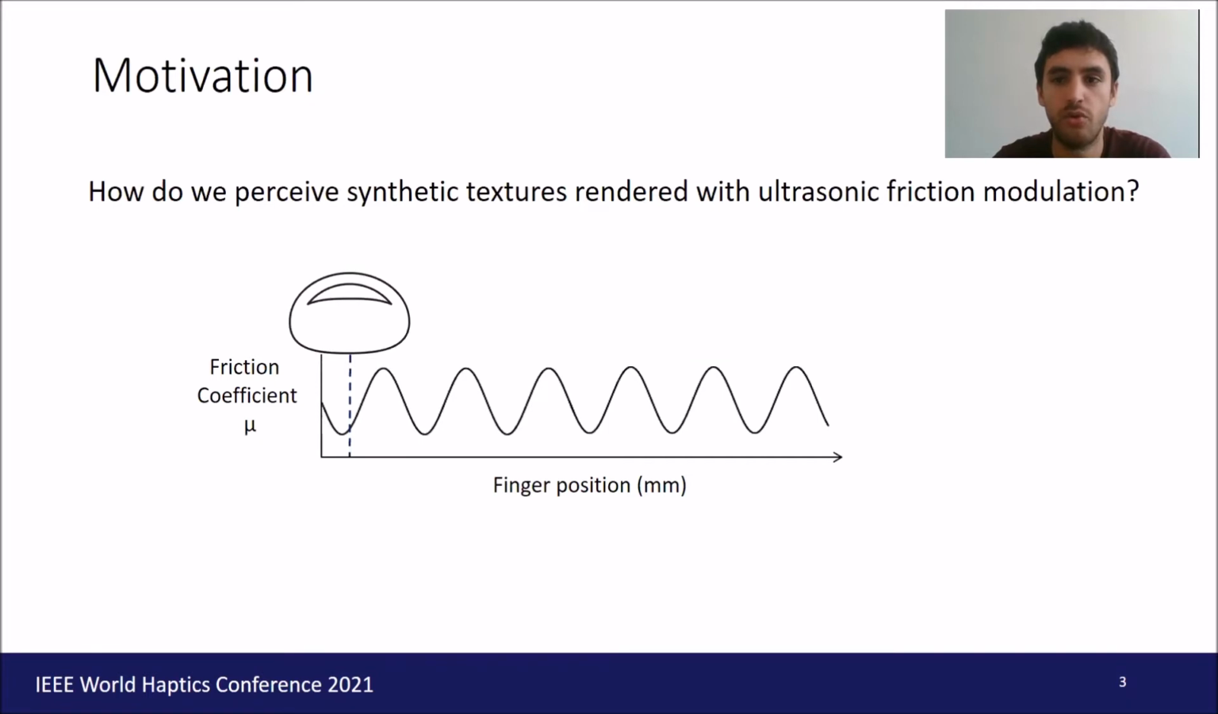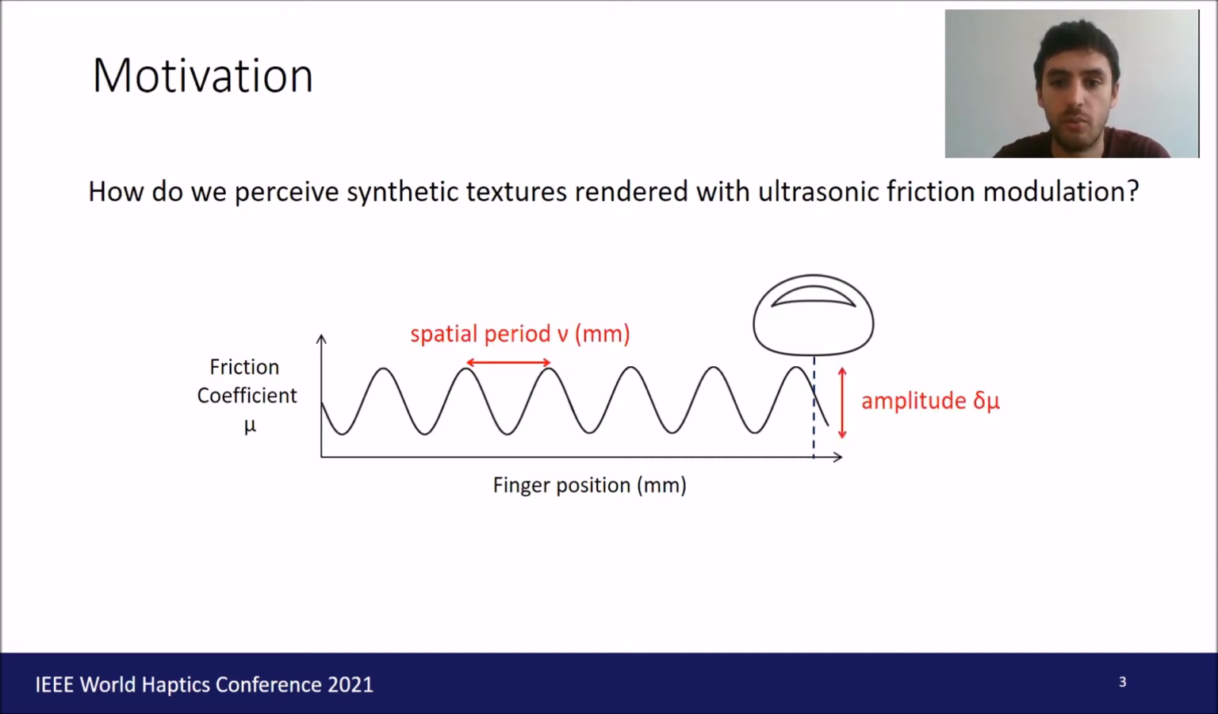In this study, we focus on the perception of ultrasonic friction modulation. Here is a typical signal that we can render with this technology. As the user moves his finger, the friction is alternatively increased and decreased. We can sum up this kind of elementary signal with two parameters, the spatial period and the amplitude. If we reduce the amplitude, at some point, we won't be able to feel the texture. That's the detection threshold. In the present experiment, we investigate how the detection threshold is influenced by the spatial period.